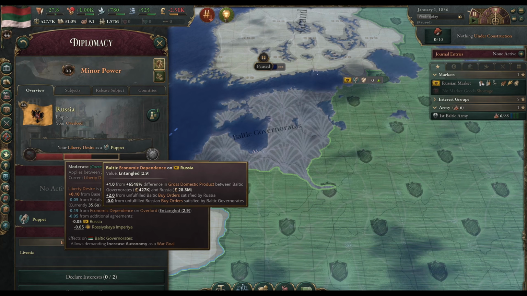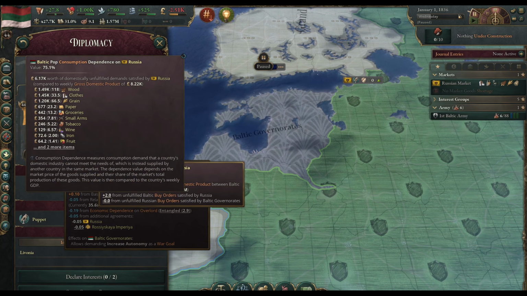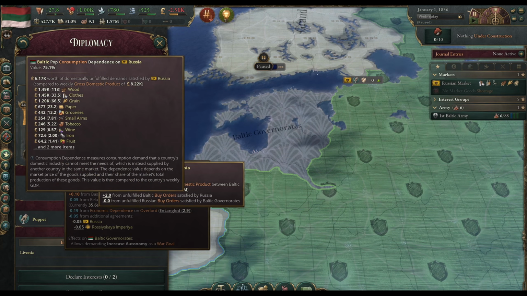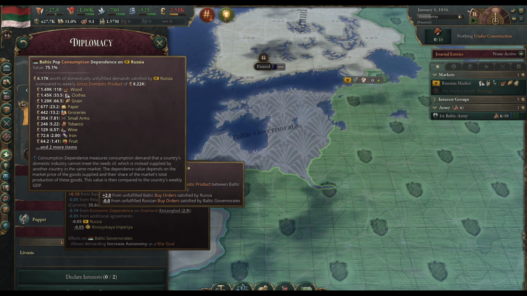Now, there's one value for our buy orders which are satisfied by Russia, and one value for Russian buy orders satisfied by us. When you hover over the numbers at the front, you get a detailed breakdown of which and how many goods you are buying from Russia and what Russia is buying from you. This information can help a lot to reduce economic dependence, since we know on which goods we are actually dependent.